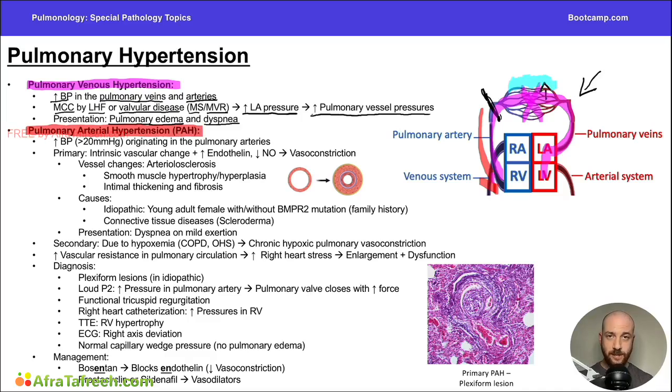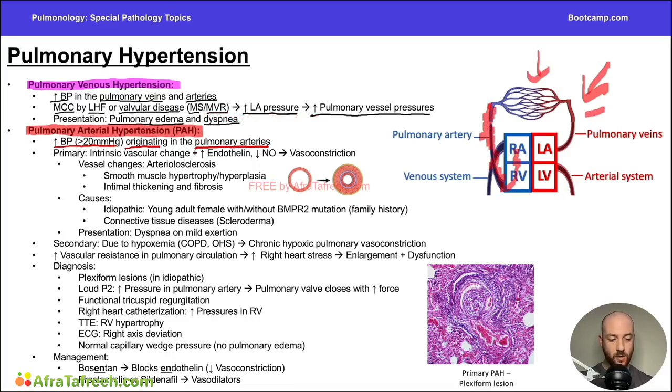So like we mentioned, in pulmonary arterial hypertension, there's going to be high blood pressure, usually over 20 millimeters of mercury, that originates in the pulmonary arteries. So in terms of this diagram, the blood pressure is going to be high in the pulmonary arteries and get transmitted to the right side of the heart, but it's not going to involve the pulmonary capillaries or the pulmonary veins.